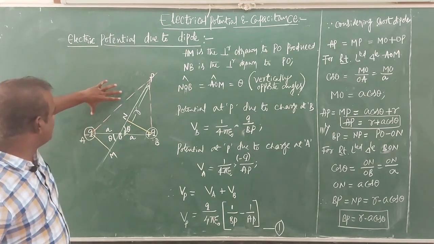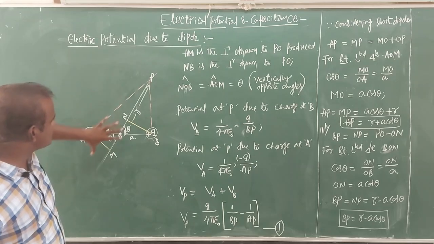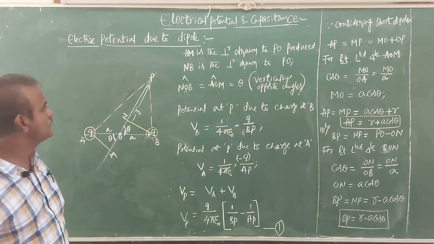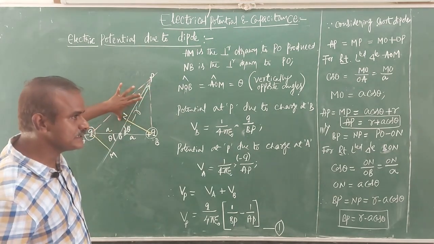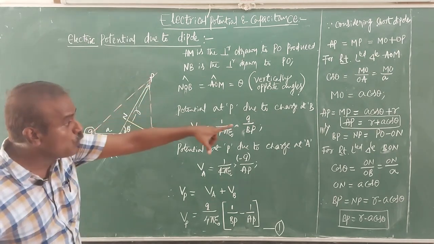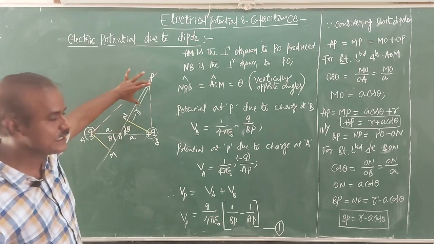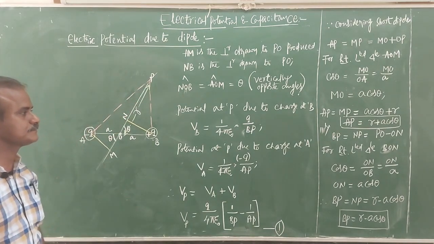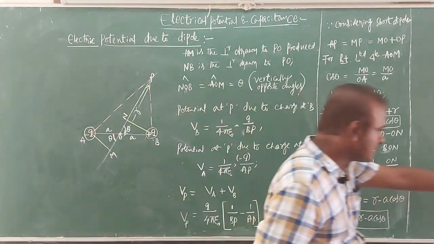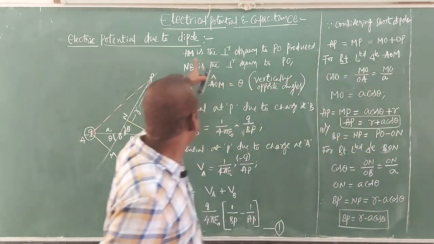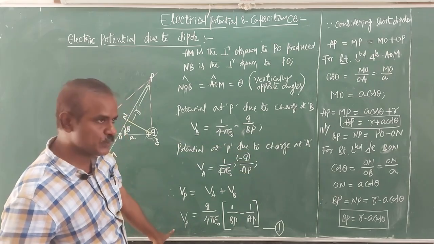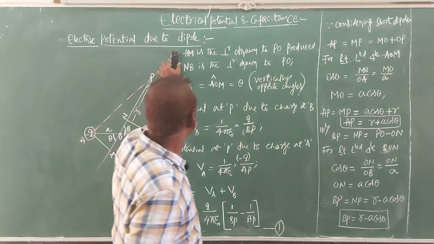Remember, PA, so AP is the same as MP, and MP is written as MO plus OP. Similarly, PB and NP are similar distances. So NP is written as PO minus ON. Well, written up to here, I clear this part, and taking those values of AP and BP in equation 1, we will write the final result.